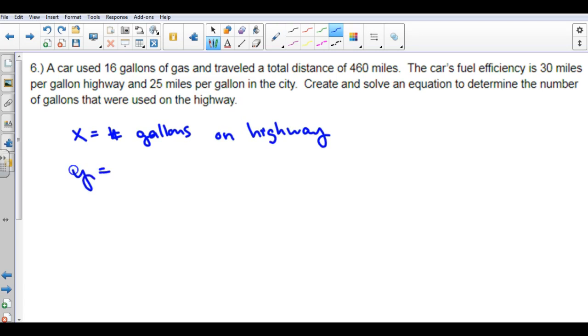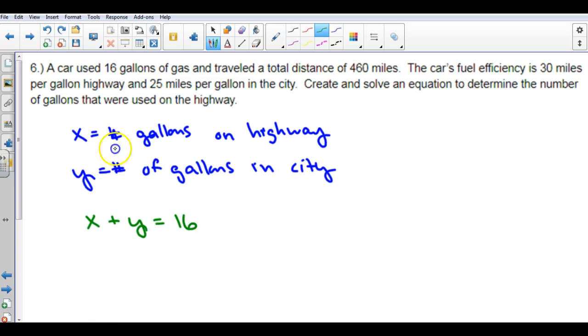And I'm going to let y represent the number of gallons in the city. And what we know then is that it was a total of 16 gallons. So if I took all of whatever our number was for x and I added all the number we had for y, that would be 16. And now as far as the fuel efficiency goes, I know I'm getting 30 miles for every gallon used on the highway. So that's 30 times the number of x, plus we're getting 25 for the number in the city. And that number is going to be equal to 460 total miles.